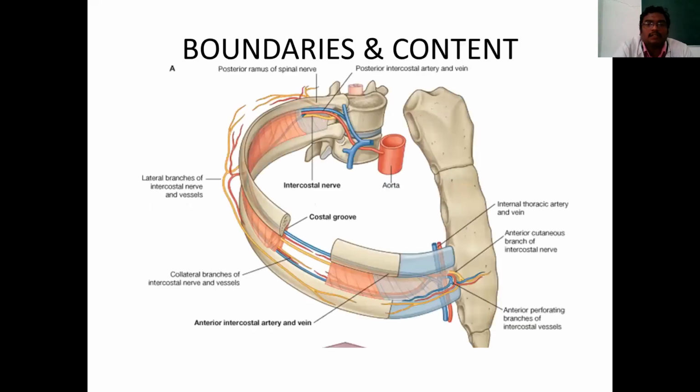Boundaries and content. What are the boundaries and content of these typical intercostal spaces? In the anterior aspect, it is formed by your sternum. The posterior aspect is formed by your vertebra. Superiorly it is formed by the above rib, and inferiorly by the below rib. So these are the boundaries.